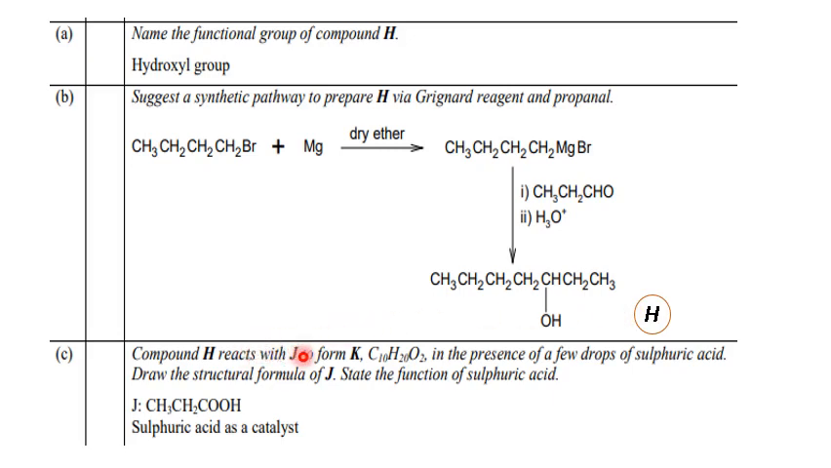Okay, compound H reacts with propanoic acid. J is propanoic acid, in the presence of sulfuric acid. So strong concentrated H2SO4. The function of sulfuric acid is as a catalyst.